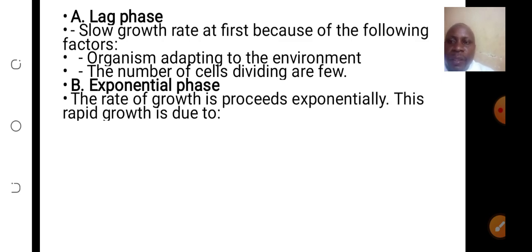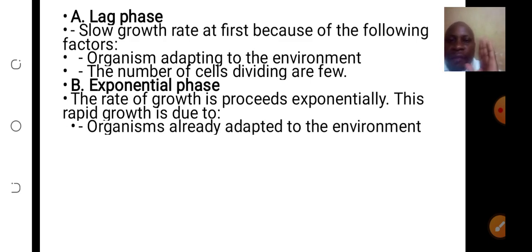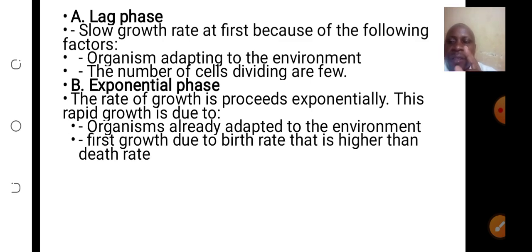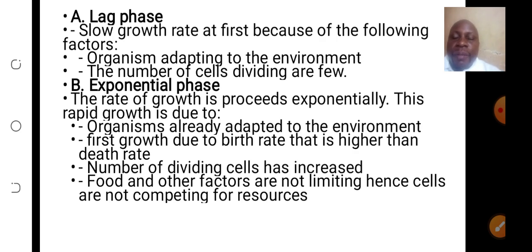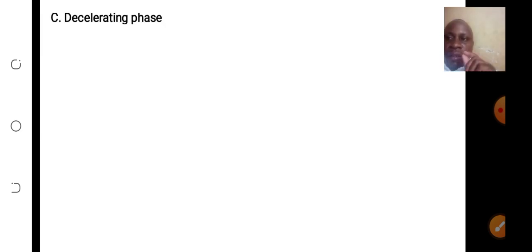Here we have seen that in exponential phase, the rate of growth proceeds exponentially, very fast. There is a very rapid growth rate. And this rapid growth rate is due to the following. 1, organisms have already adapted to the environment. Number 2, the fast growth rate is due to the birth rate being higher than death rate. The number of organisms being born is higher than the number dying. Okay. Number 3, the number of cells which are dividing has increased. Okay. Food and other factors are not limiting. There is sufficient food, sufficient light for the plants, sufficient oxygen, sufficient carbon dioxide. So all these factors are not limited. Hence, there is no competition. Then the third phase is what we call decelerating phase, diminishing phase.